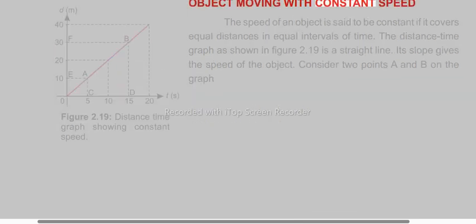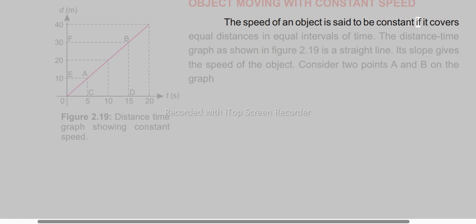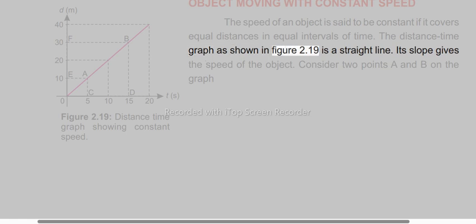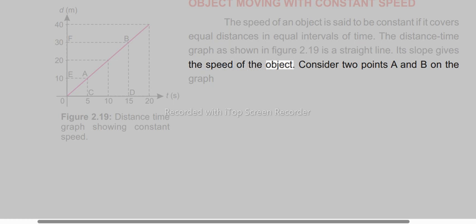Object moving with constant speed. The speed of an object is said to be constant if it covers equal distances in equal intervals of time. The distance-time graph, as shown in Figure 2.19, is a straight line. Its slope gives the speed of the object. Consider 2 points A and B on the graph.